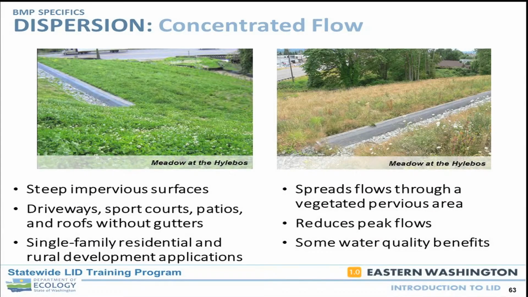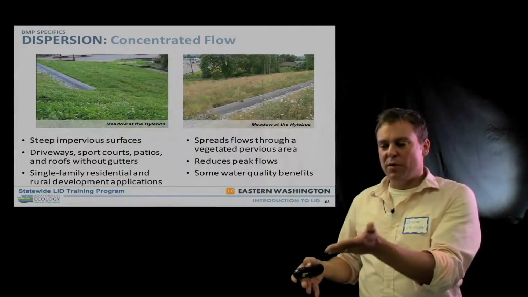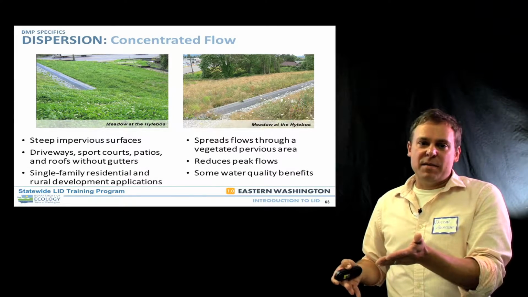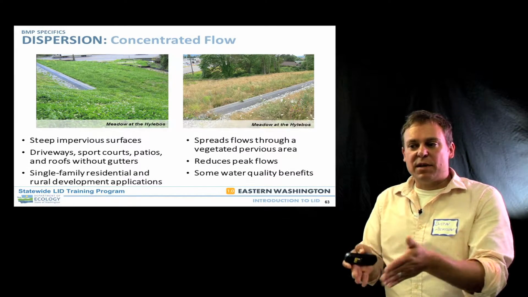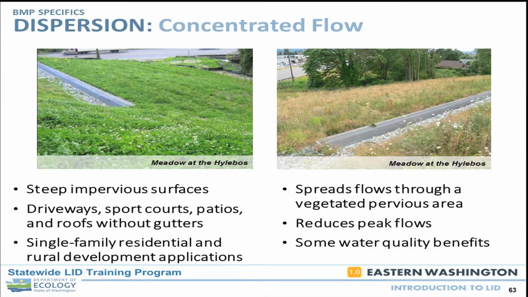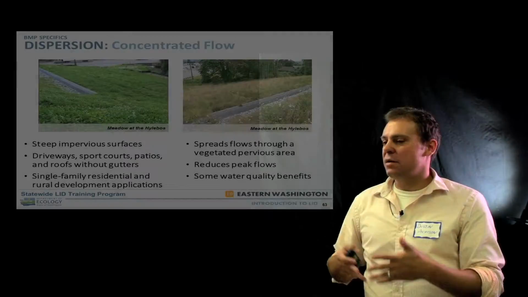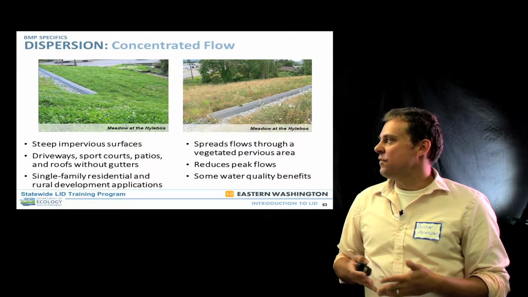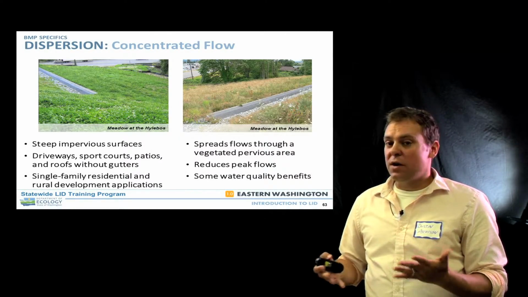So concentrated flow dispersion is to take runoff from, say, steep impervious surfaces that aren't really maintaining a sheet flow pattern. If the impervious surface is steep enough, it's not going to remain sheet flow. It's going to find some rivulets and become concentrated, so you'll need to redisperse that. Driveways, sport courts, patios, and roofs without gutters, those are concentrated flows that can be redispersed. Single-family residential applications, again, rural areas.